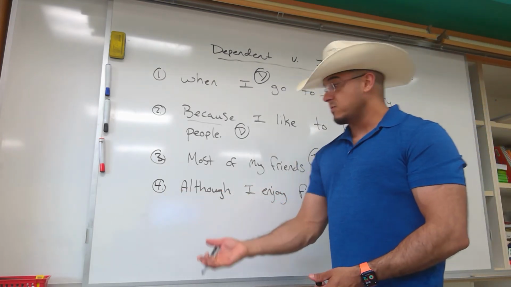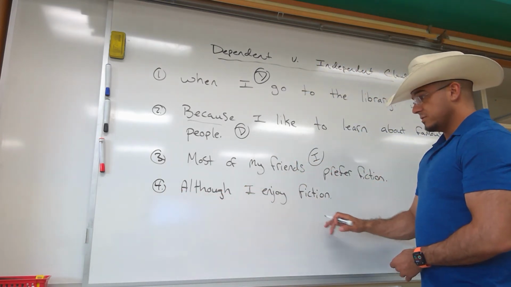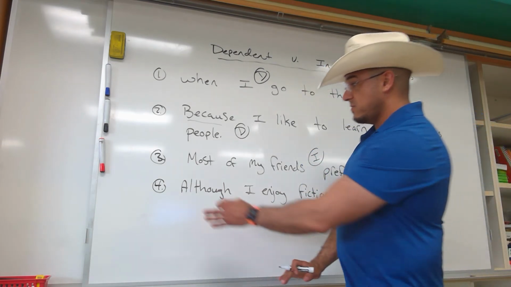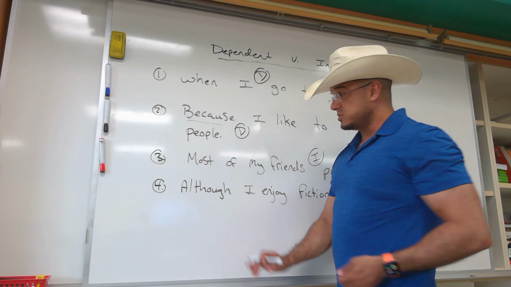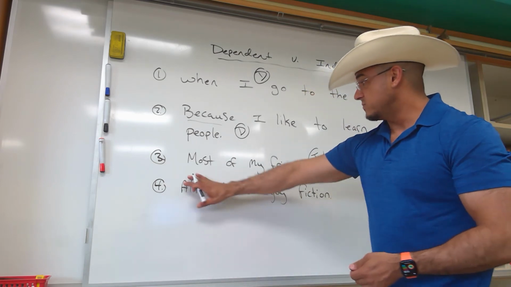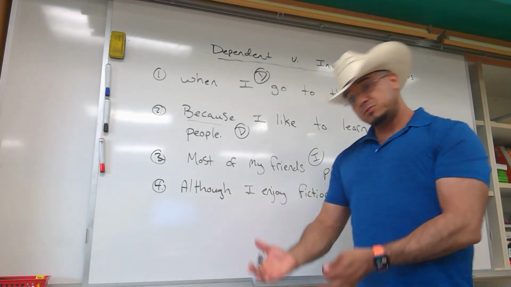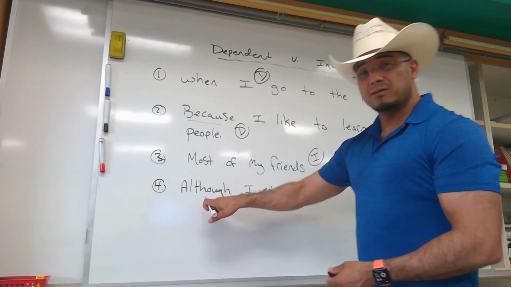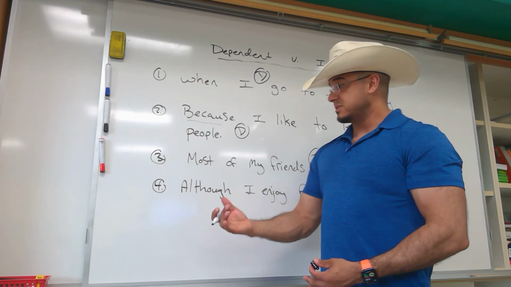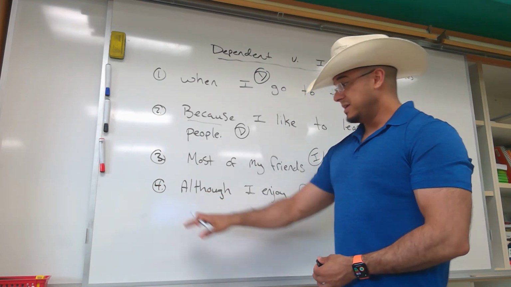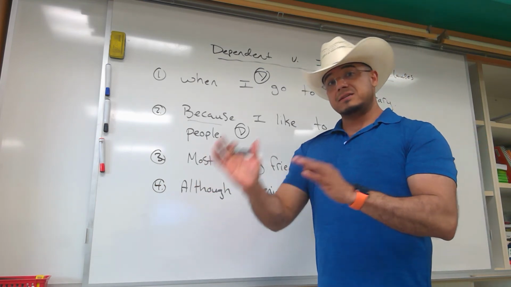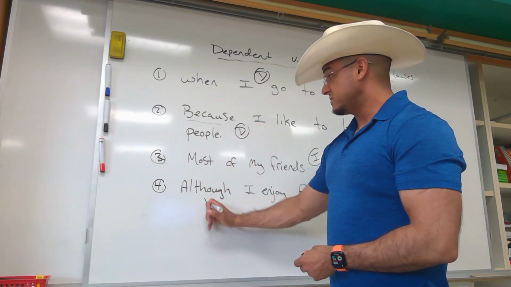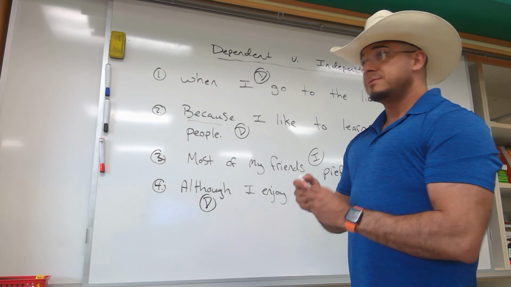And then sentence number four, although I enjoy fiction. Again, I'm making a statement. I'm sharing some information. However, if I were to eliminate the subordinating conjunction, although, at the beginning, it would read, I enjoy fiction, which would be considered a complete thought or an independent clause. However, by including the addition of this subordinating conjunction, although, it becomes dependent on the sentence prior or one following to complete it. So here, this fourth sentence is dependent.